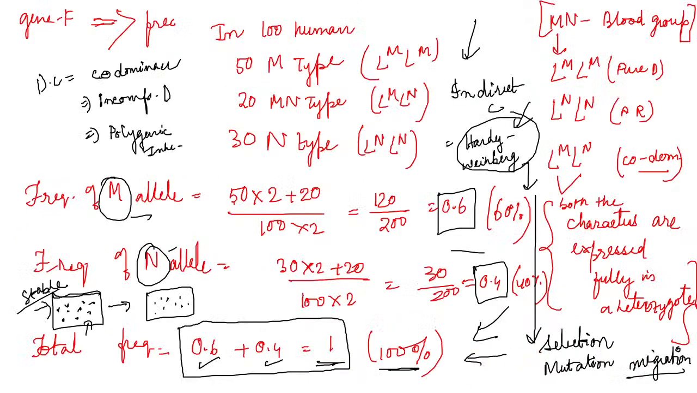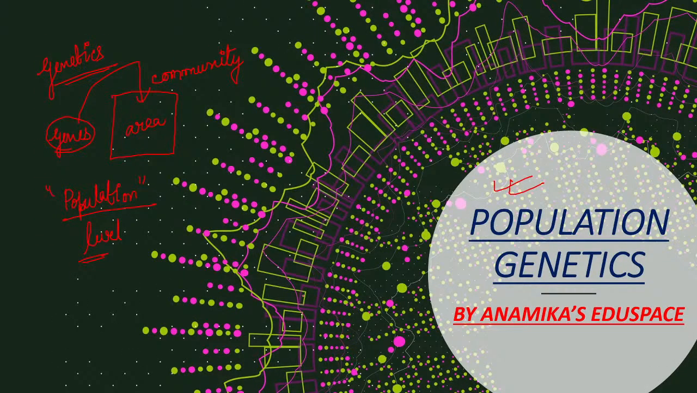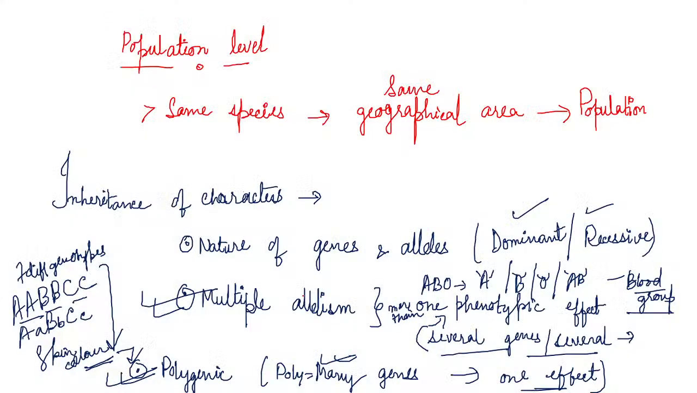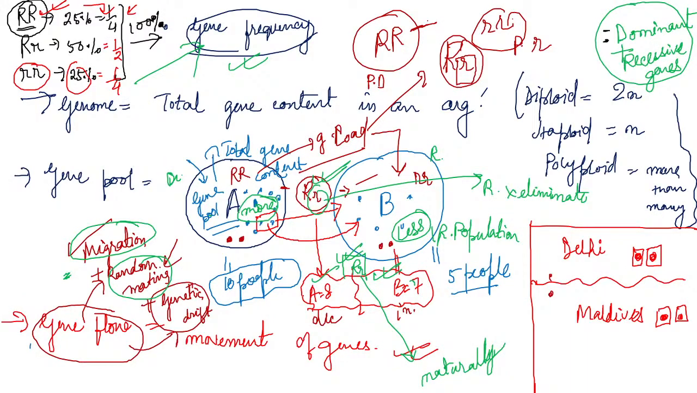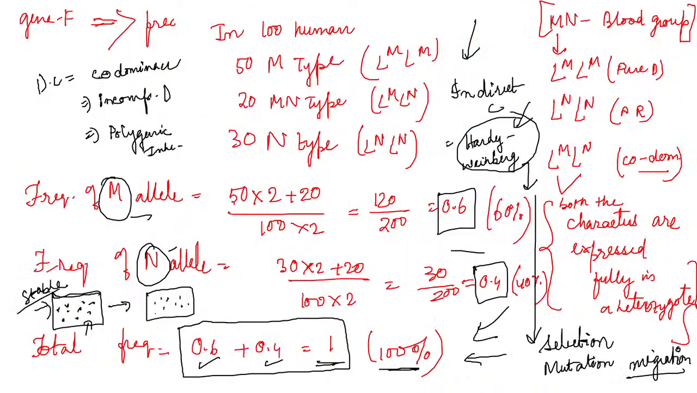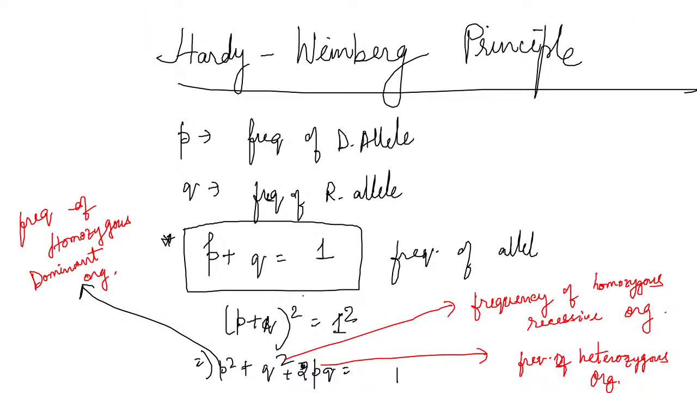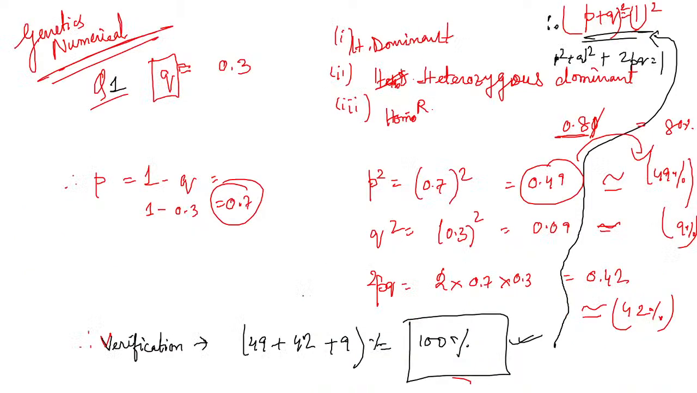So I'll show you all the overall notes. From here we started actually. Then we moved on to the population level. We studied gene frequency and each and everything. Next, we studied how to calculate gene frequency in 100 humans. Then we studied the Hardy-Weinberg principle, which is actually a hypothesis about a population which doesn't have a real existence. Then we did Hardy-Weinberg genetic numerical calculations.